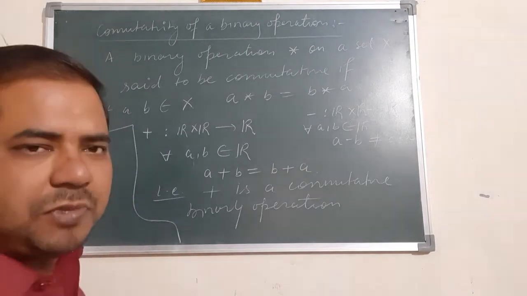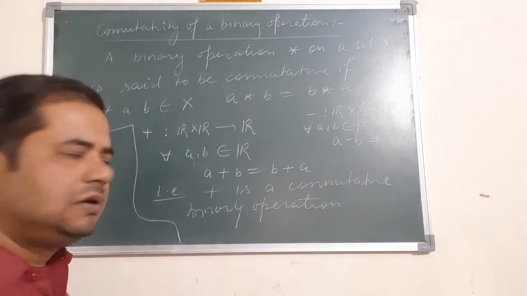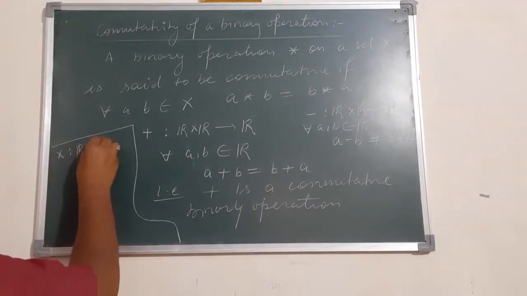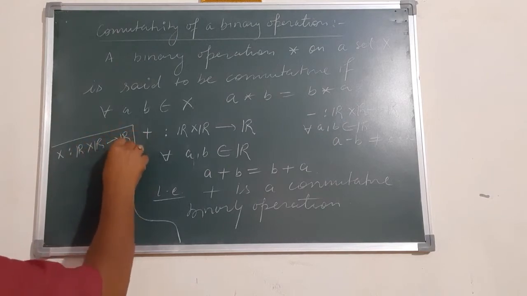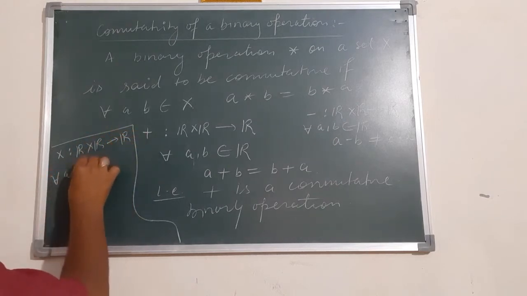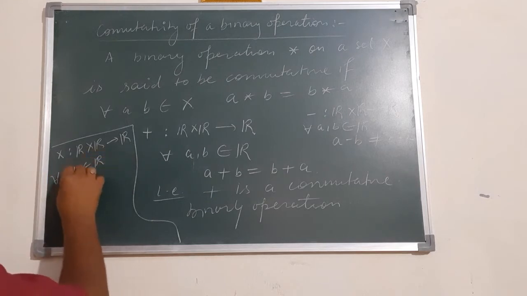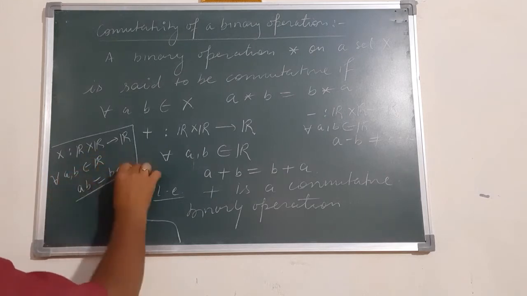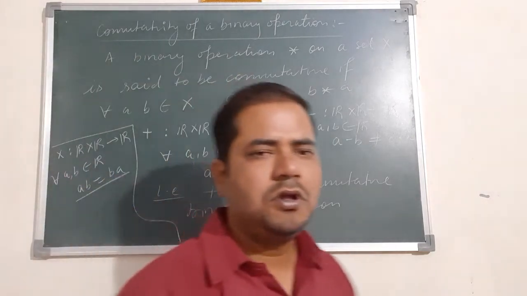Similarly, is multiplication a binary operation? See, multiplication on the set of real numbers, that is R cross R to R, then for each a, b belonging to R, you must have ab equal to ba. ab is equal to ba.